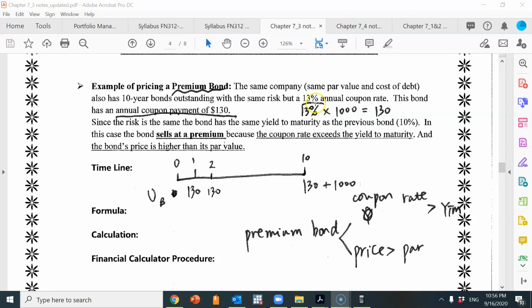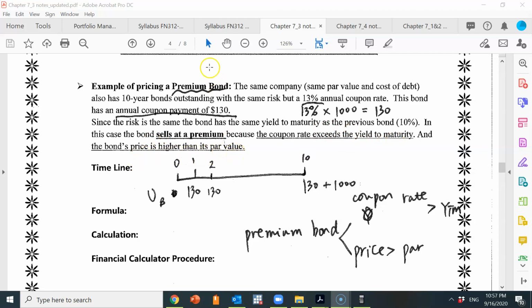So if we use this 13% annual coupon rate multiplied by the par value, 1,000, we would have 130. This is the annual coupon payment, 130. Okay, higher than the par bond, 100. Since the risk is the same, the bond has the same yield to maturity as the previous bond, which is 10%. In this case, the bond sells at a premium because our coupon rate exceeds yield to maturity, and the bond price is higher than its par value.